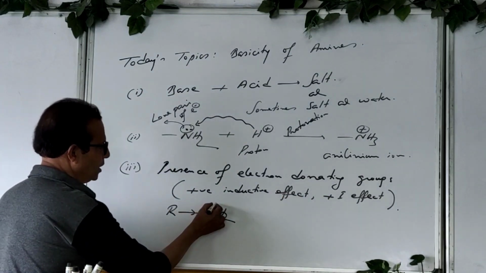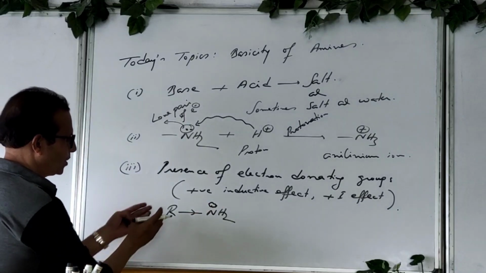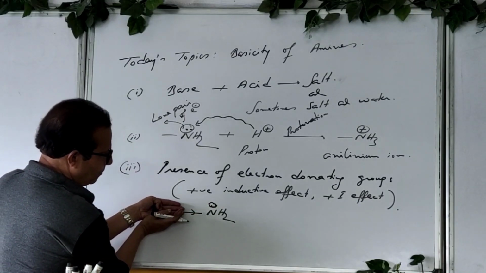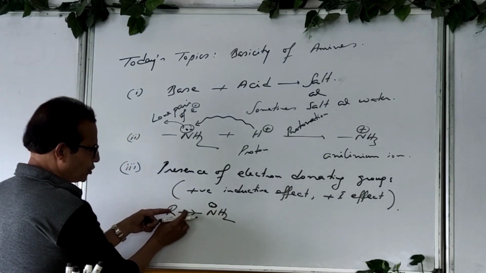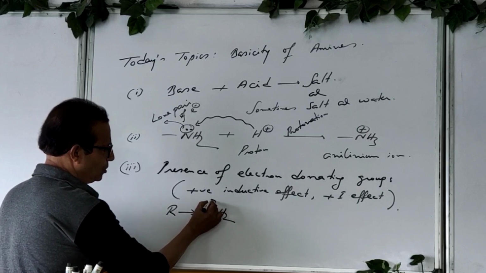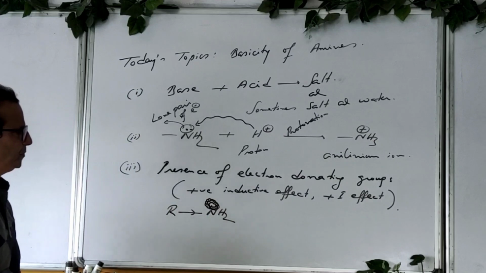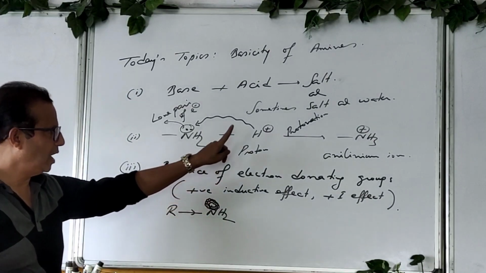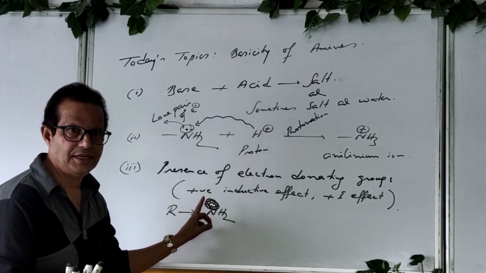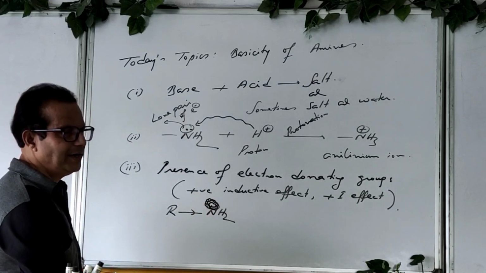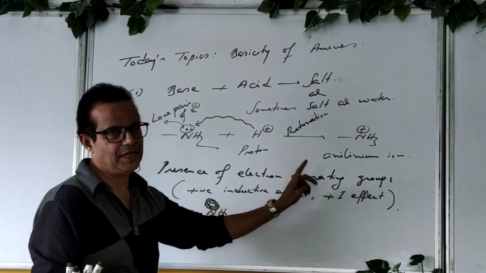That's why this is the volume of lone pair of electrons on nitrogen. If there is any electron donating group, it also donates electrons. So the density of lone pair of electrons becomes more. That's why the protonation becomes easier. So basicity increases. And what are the examples of electron donating groups?